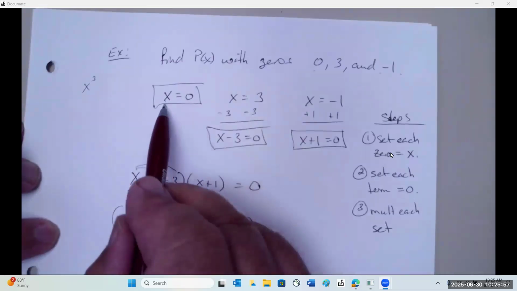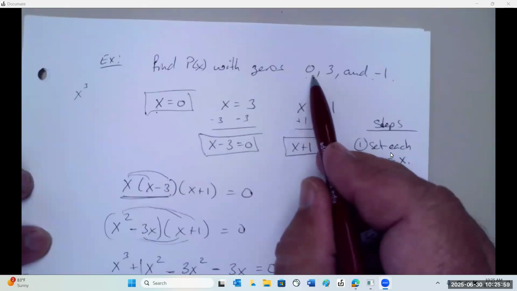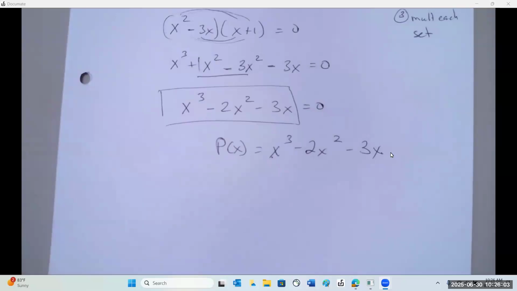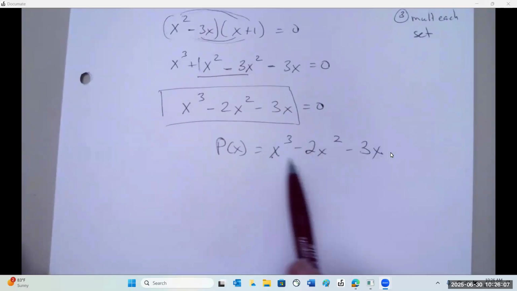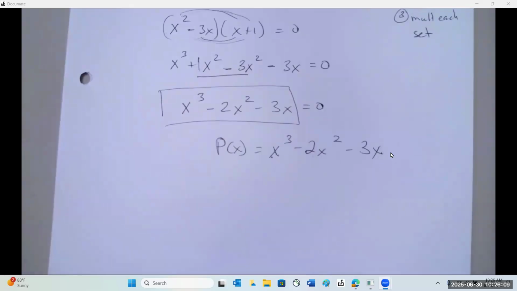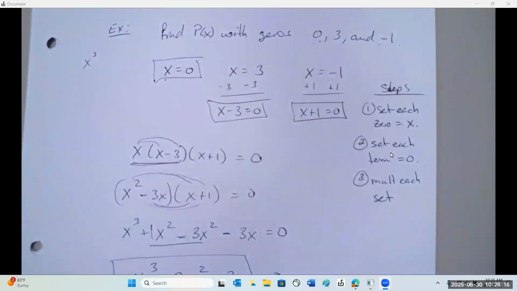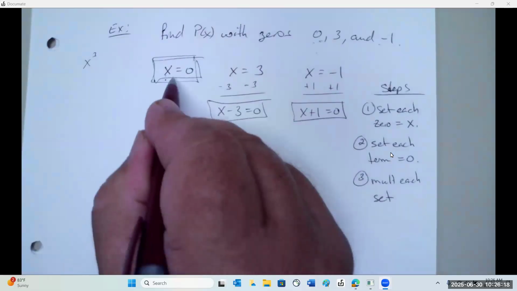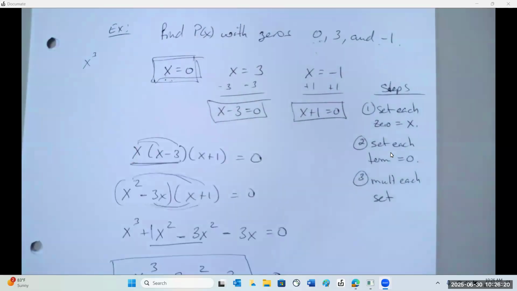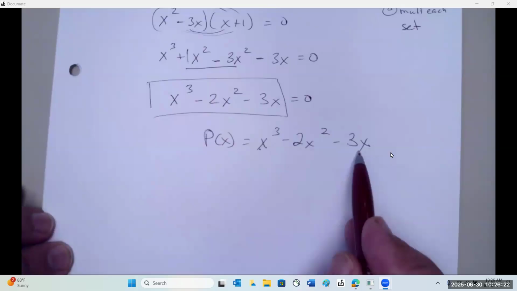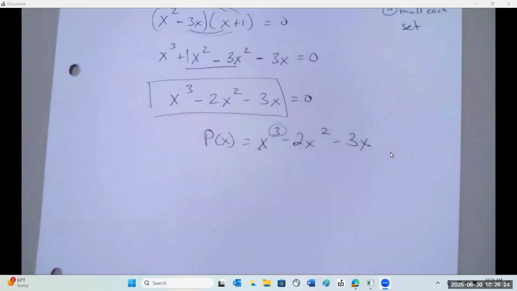Notice, since this zero was a 0, each term has to have an x in it. Because if x equals 0, what happens to each term? It goes to 0, so it goes through the origin. So just because it says 0 doesn't mean it doesn't exist. It means that there's an x in each term. And it's a cubic, so we're done. So far, so good.